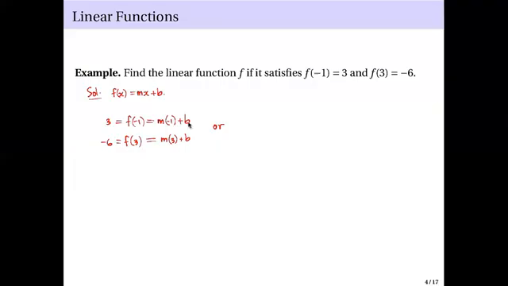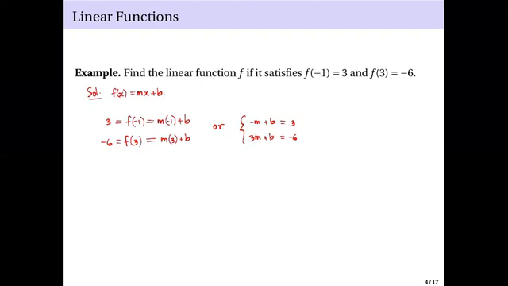So we can create a linear system of two equations in two unknowns. So we have the following linear system. -m plus b is equal to 3, and then you have 3m plus b, this is equal to -6. And our job now is to determine the value of m and b. Once we know the value of m and b, we now have the actual linear function. So all we need to do now is to solve this linear system.